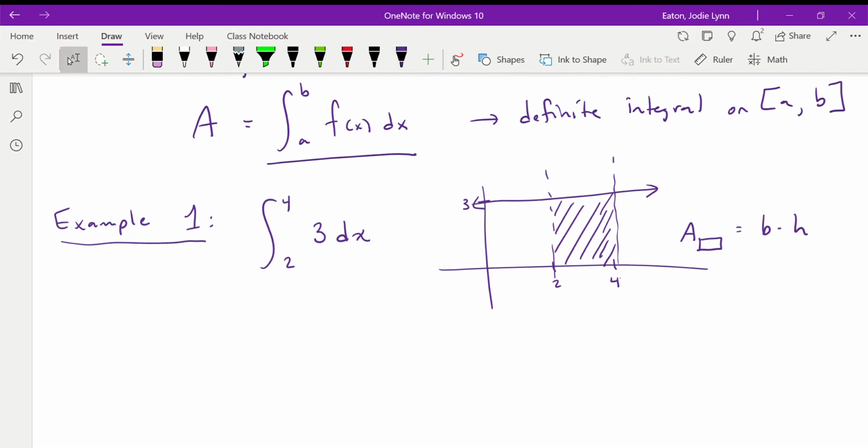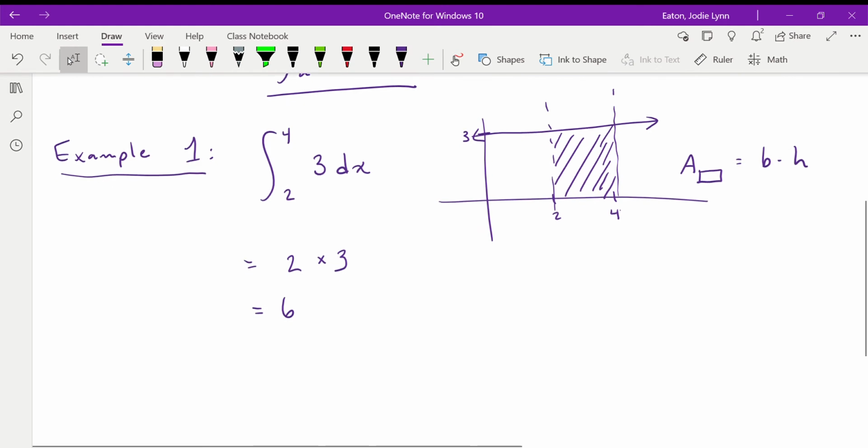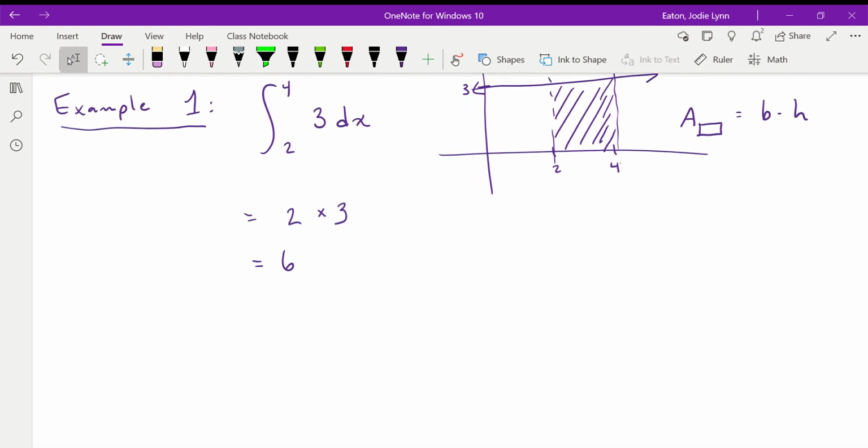So we would say the integral from 2 to 4 of 3 dx is equal to the base of our rectangle, which is 2, times the height of our rectangle, which is 3, which is equal to 6. So we've managed to get an integral without really knowing how to compute an integral of a function, just by finding an area. Okay, so let's look at another example.